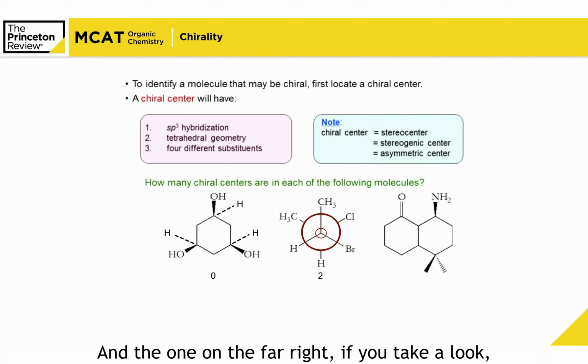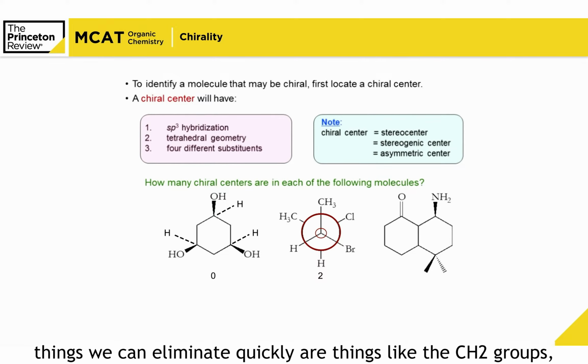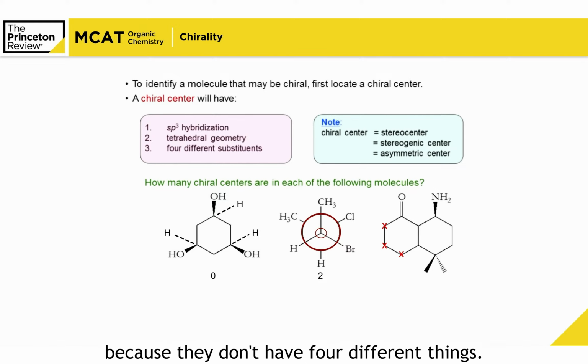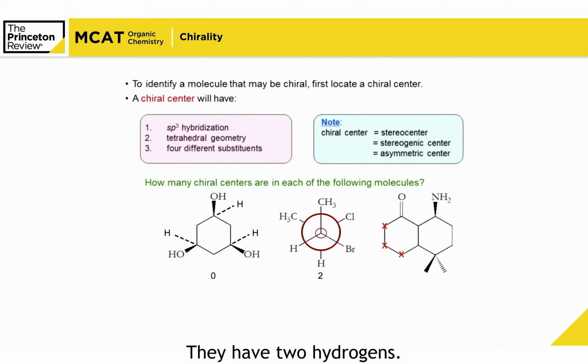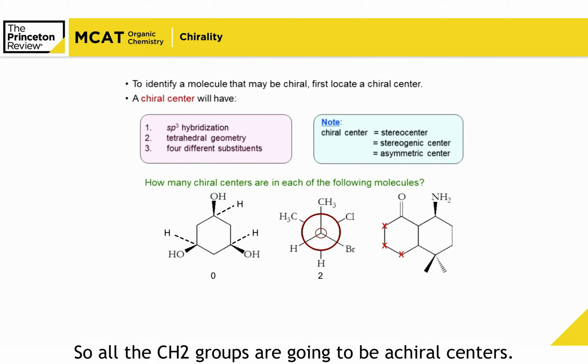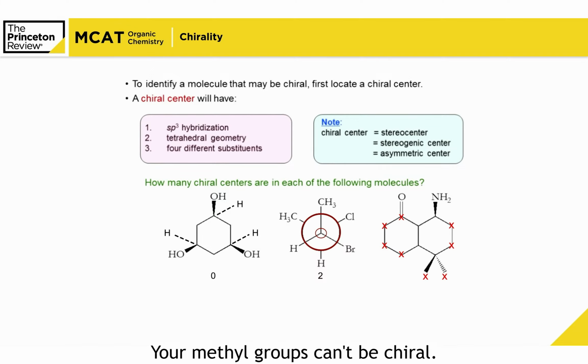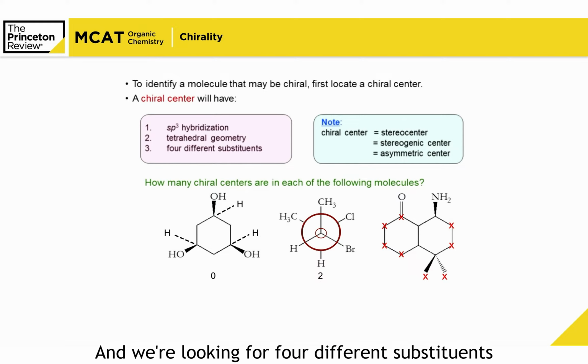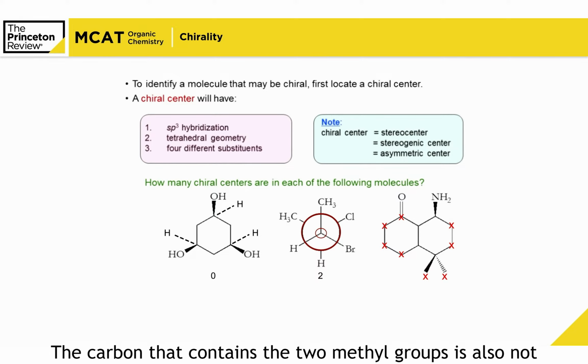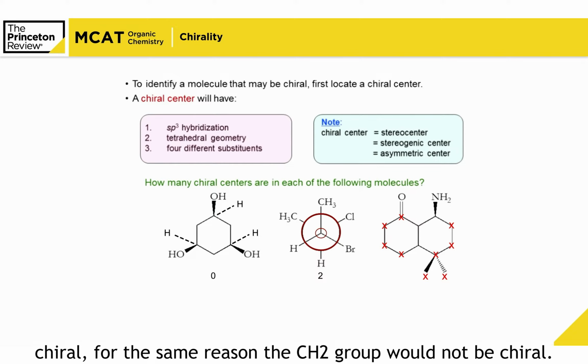And the one on the far right, if you take a look, things we can eliminate quickly are things like the CH2 groups, because they don't have 4 different things, they have 2 hydrogens, so all the CH2 groups are going to be achiral centers. The sp2 hybridized carbon in the carbonyl group cannot be chiral. Your methyl groups can't be chiral. Those are CH3 groups, and we're looking for 4 different substituents on the chiral center. The carbon that contains the 2 methyl groups is also not chiral, for the same reason.